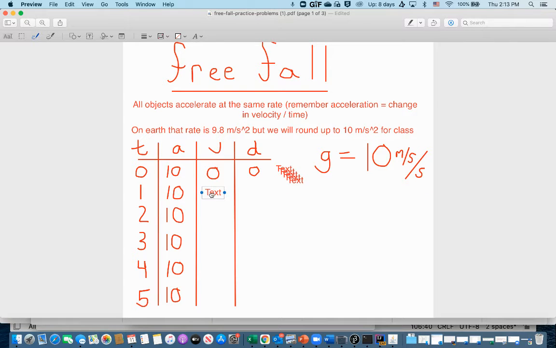There we go. So in this case, I'd be going 10, right? It increases 10 every second. So after 2 seconds, I'm at 10. I'm going to increase another 10. So I'd be going 20 meters per second.